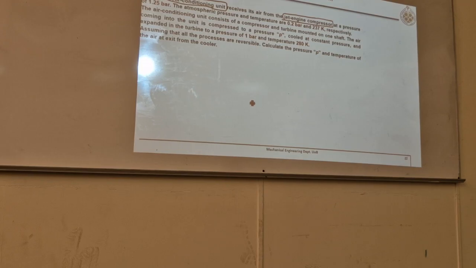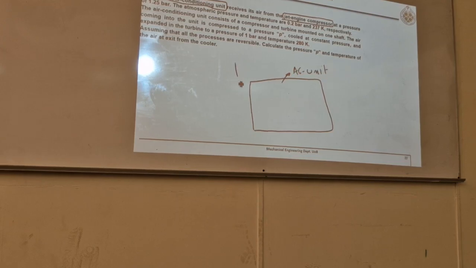So if I show it like this, if this is the air conditioning unit, AC unit, it is receiving air from the jet engine compressor. That's what is written here. It is receiving air from the jet engine compressor.